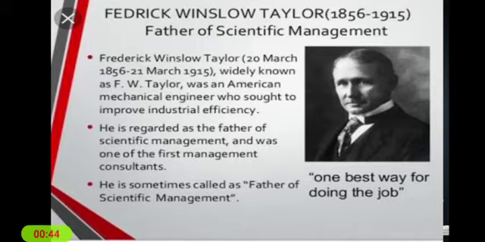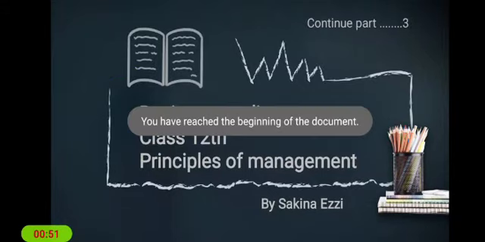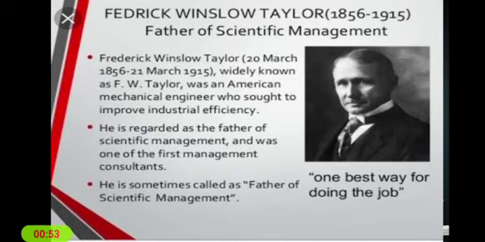So F.W. Taylor was born on 20 March 1856 and died on 21 March 1915. He was known as an American mechanical engineer who sought to improve industrial efficiency. He is regarded as the father of scientific management and was one of the first management consultants. He was the first person who insisted on the introduction of scientific methods of management.